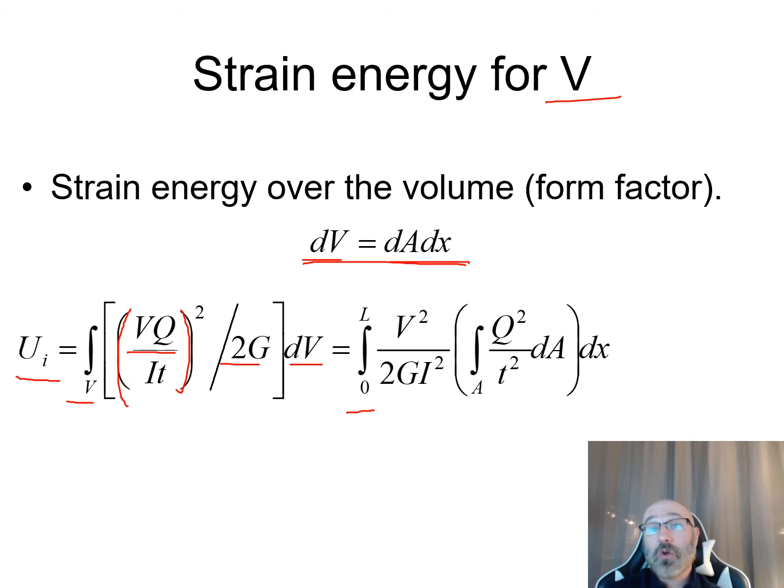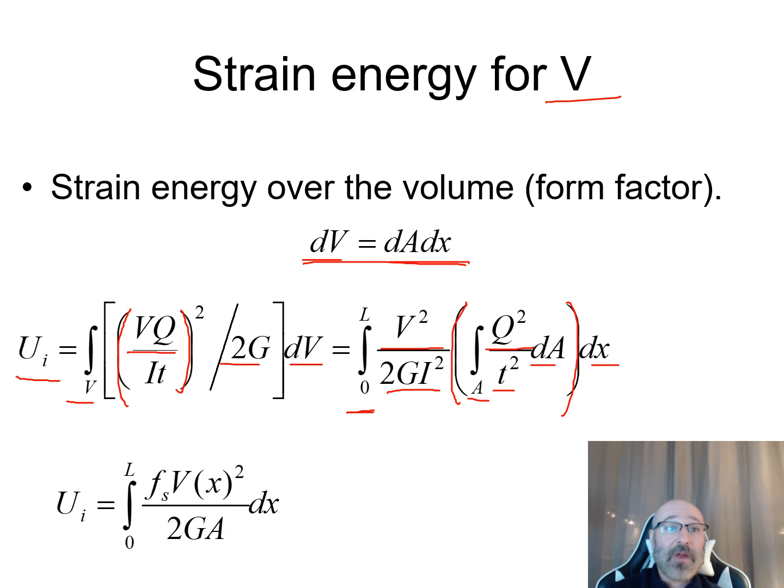So now this is an integral over L from 0 to L right there of V squared over 2GI squared times the integral now for our area portion of this right here, integral over area of Q squared over T squared dA dx. So now we can simplify that down there and we say that our strain energy is equal to the integral from 0 to L of our Fs times Vx squared all over 2GA. We can see again, this is with respect to that distance x right there.